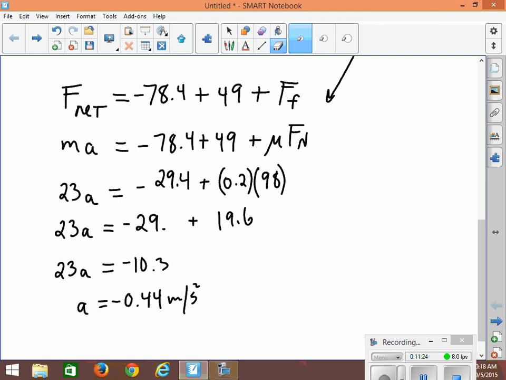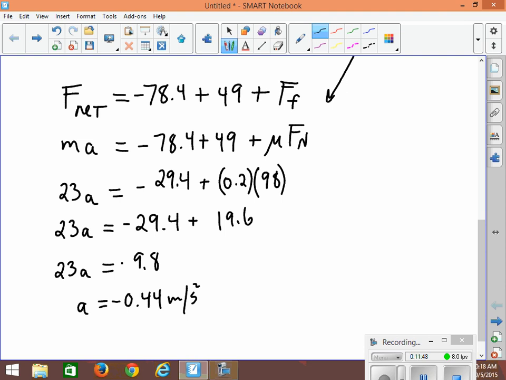So instead of 10.3, 29.4, it's 10.2, right? And this comes out to what? 9.8? Yeah. Oh, isn't that cool how it came out to 9.8?